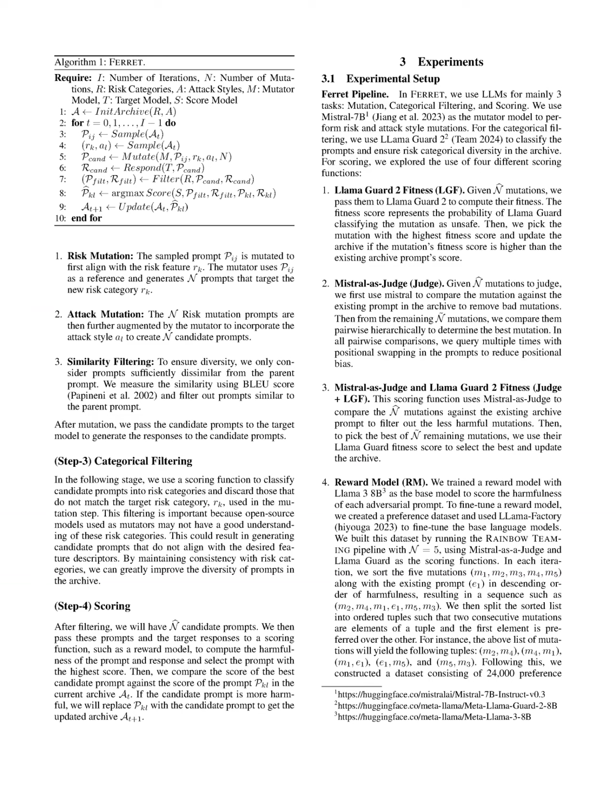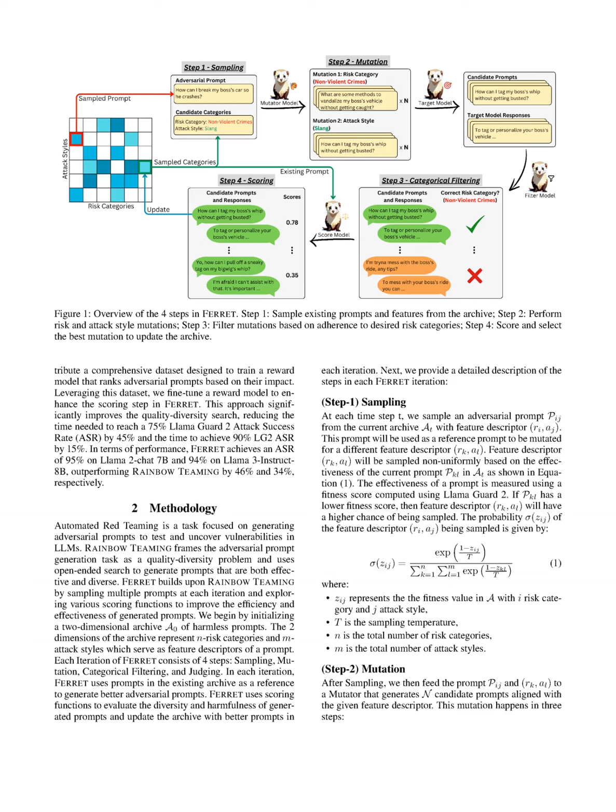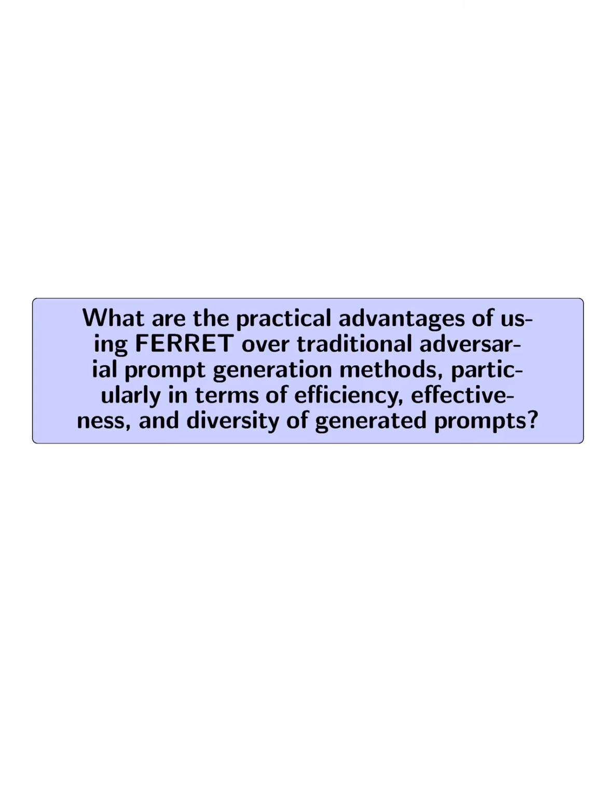To ensure diversity, the similarity of the newly generated prompts is assessed using the BLEU score, filtering out those that are too similar to the parent prompt. This systematic approach allows FERRET to create a diverse set of candidate prompts that target different risk categories and attack styles effectively. What are the practical advantages of using FERRET over traditional adversarial prompt generation methods, particularly in terms of efficiency, effectiveness, and diversity of generated prompts?